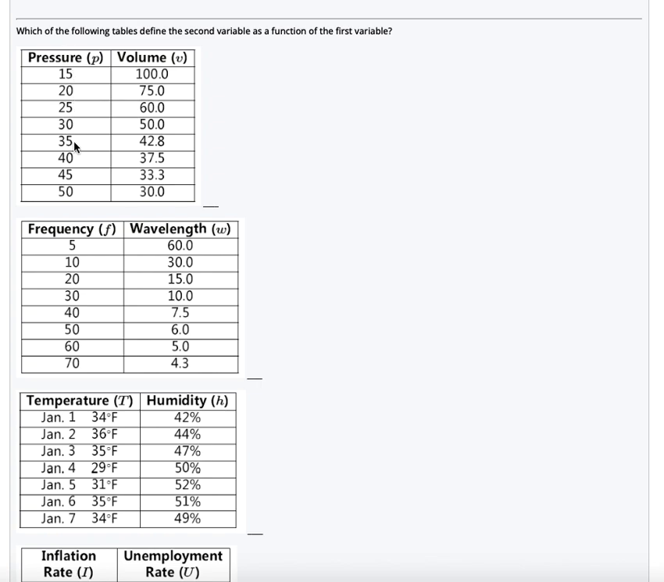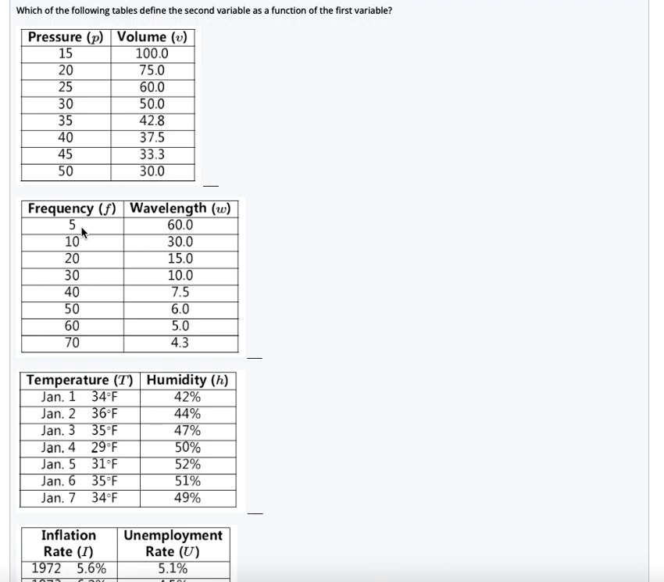And if you look, there are no repeats in the x values, and that's the same thing here: 5, 10, 20, 30, 40, 50, 60, 70. There are no repeating x values, so there's no opportunity to have two answers for the same input.